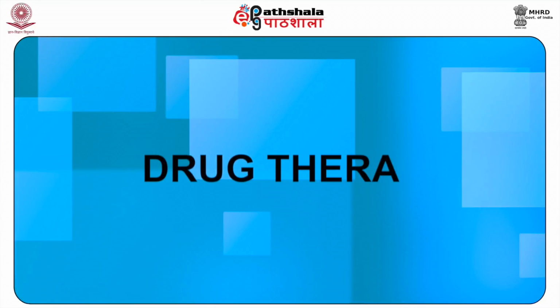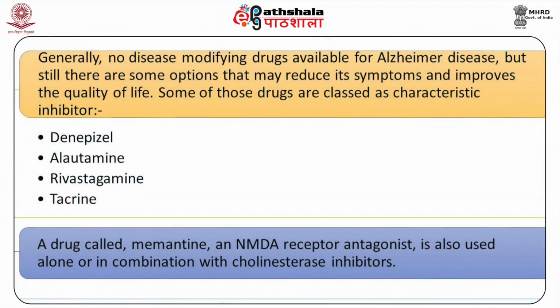First of all is drug therapy. Generally, there are no disease-modifying drugs available for Alzheimer's disease, but still there are some options that may reduce its symptoms and improve the quality of life. Some of those drugs are classified as cholinesterase inhibitors. These are donepezil, galantamine, rivastigmine and tacrine. A drug called memantine, an NMDA receptor antagonist, is also used alone or in combination with cholinesterase inhibitors.